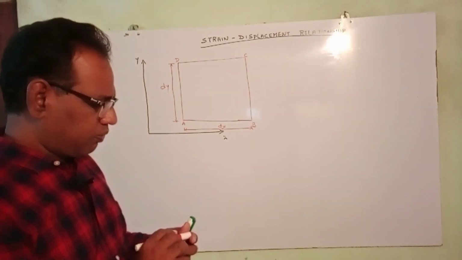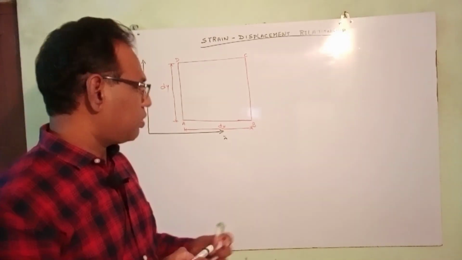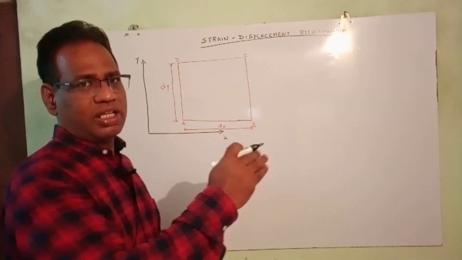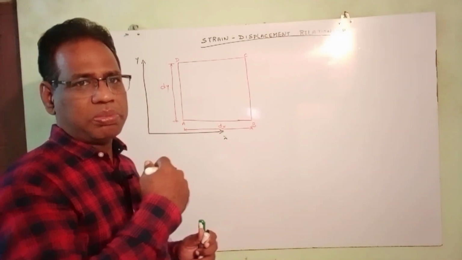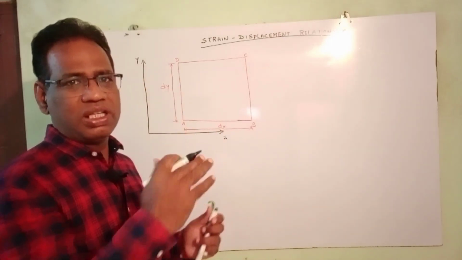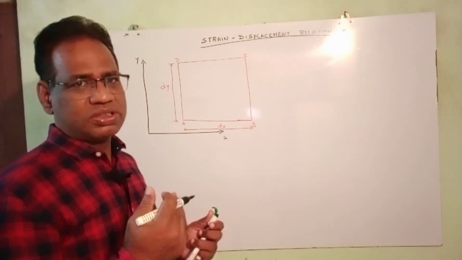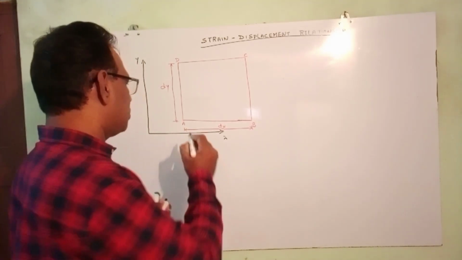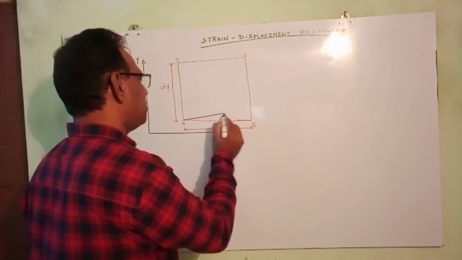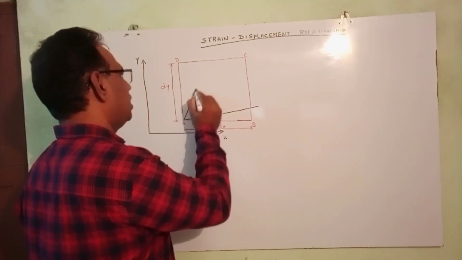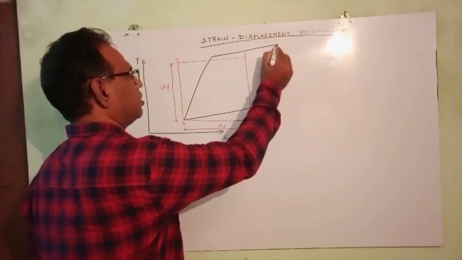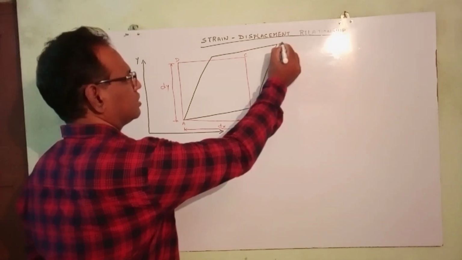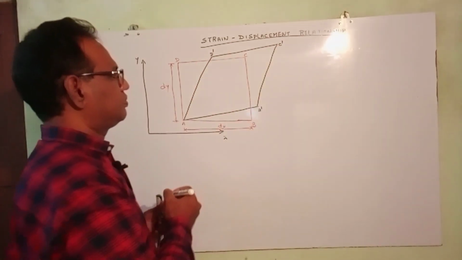Now with the application of loads, the shape of the body will be distorted. It may be elongated in the x direction, and it may be elongated in the y direction, and because of this the shape may be distorted, and shear stress may be induced. After the distortion, the shape becomes like this. So this is B dash, C dash and D dash.